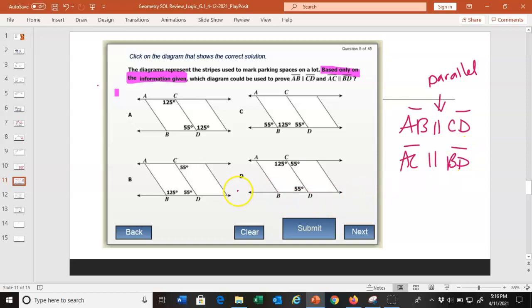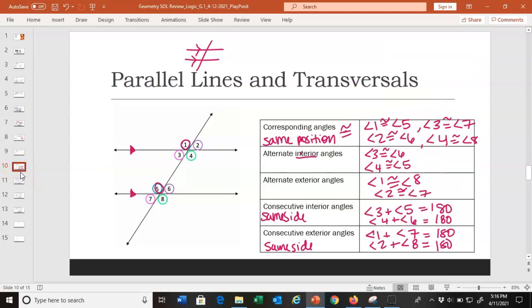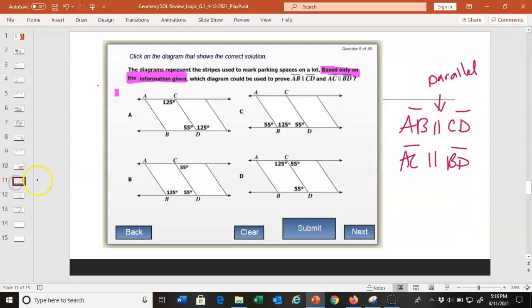So let's just look at each case here. If you look at A, we could just ask ourselves, is AB parallel to CD? So we're looking at AB and CD. We just looked at all the different angle relationships here for parallel lines. So this means we're looking for these pairs. We're looking for these relationships in order to prove those lines are parallel.